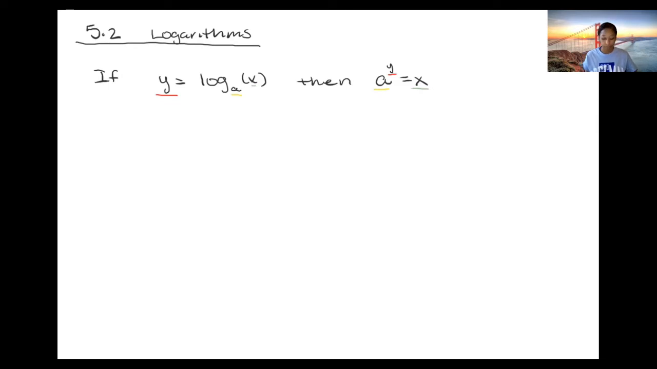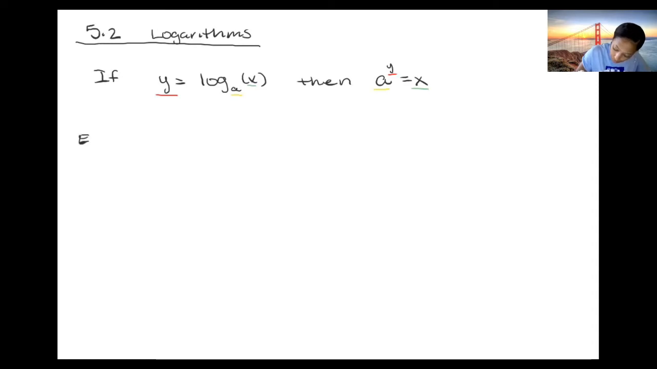So we're going to practice a little bit going back and forth between logarithmic form and exponential form of some expressions. And then we're going to also talk about how we can use what a logarithm means to evaluate some easy logarithms.